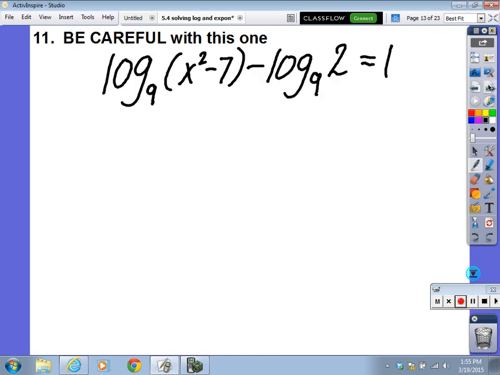Okay, I'm doing number 11. So we have log of the base 9 of x squared minus 7 minus log of the base 9 of 2 is equal to 1. So we got to be really careful with these ones because you'll see why in just a second.